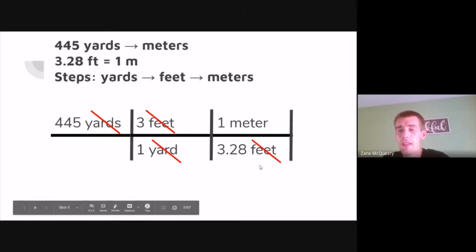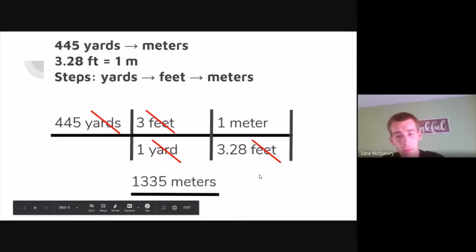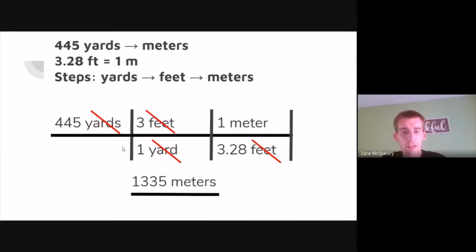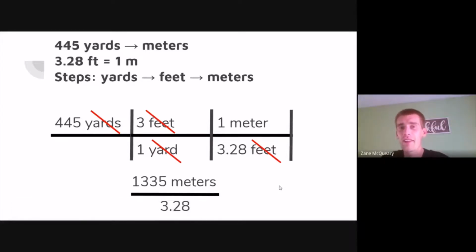All right. So the next thing we're going to do here is we're going to take these numbers and multiply them right across the top. So 445 times 3 times 1. You'll display that as 1,335 meters. And then we're going to multiply everything across the bottom. So 1 times 3.28. You've noticed that we've gone ahead and brought our unit down. These meters made their way down here, and that's good because it's easy to forget after a little bit of math to include your units, and those are very important.